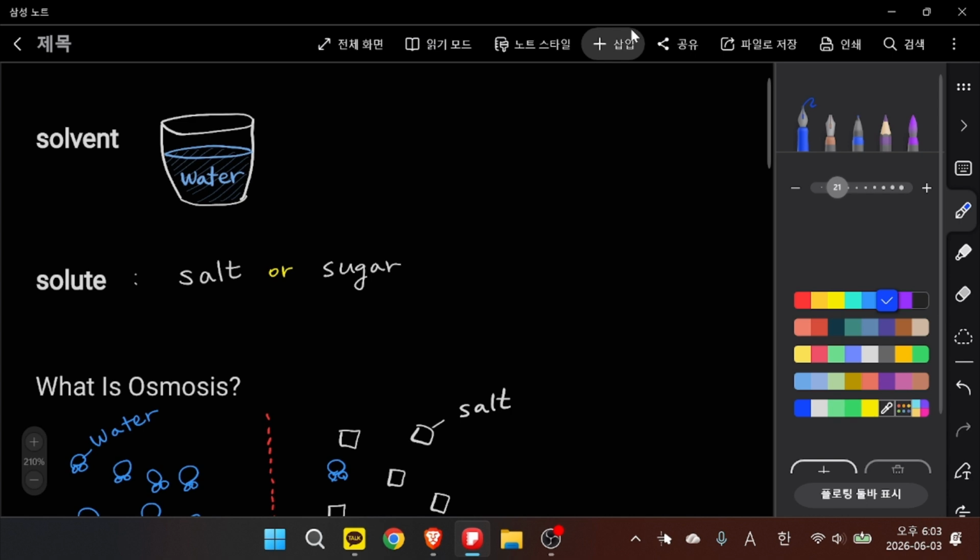First, let's learn two simple words, solvent and solute. Water is a solvent, and a solute is something that dissolves in water, such as salt or sugar.